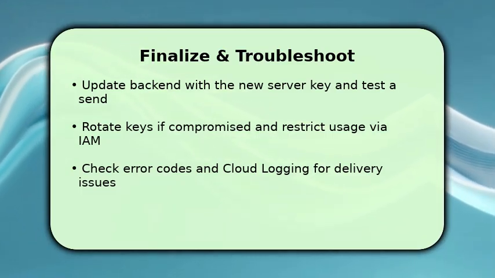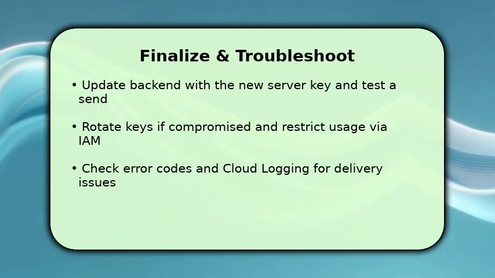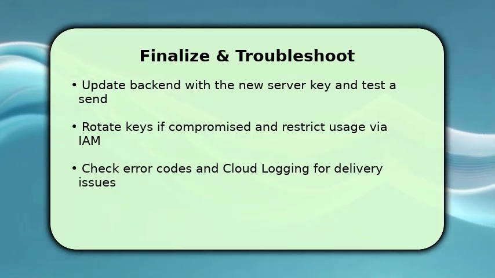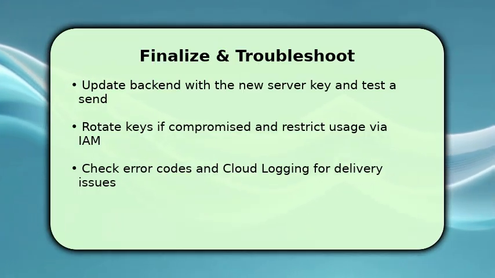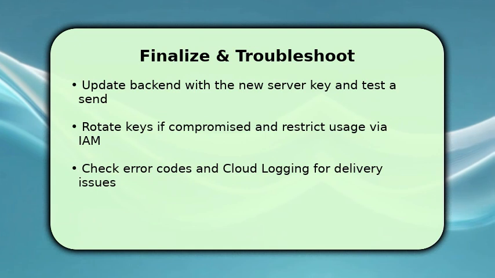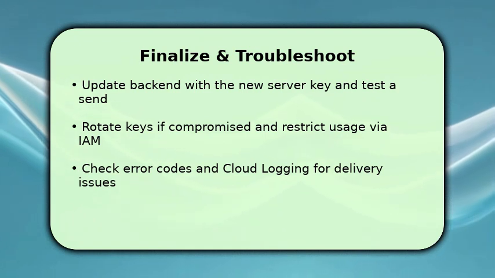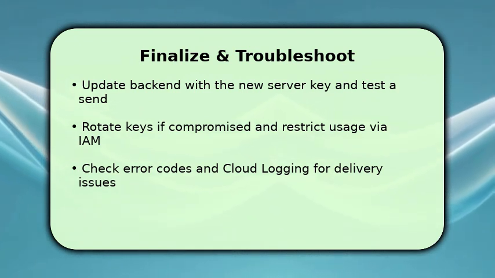Once done, enforce best practices. Rotate keys when needed, restrict API access via IAM, and keep the key out of public repos. One tip: if deliveries fail with authentication error, regenerate the key and verify your server is using the update.